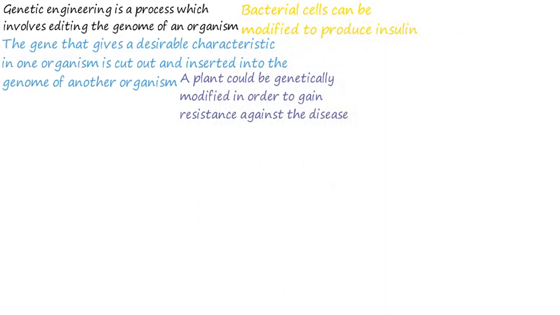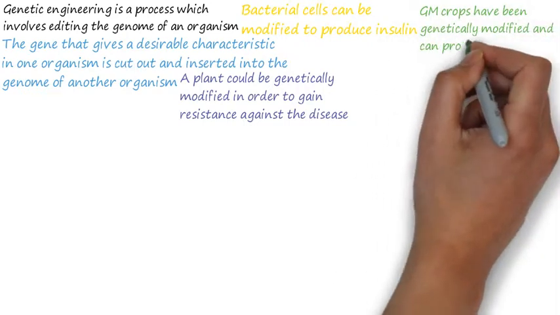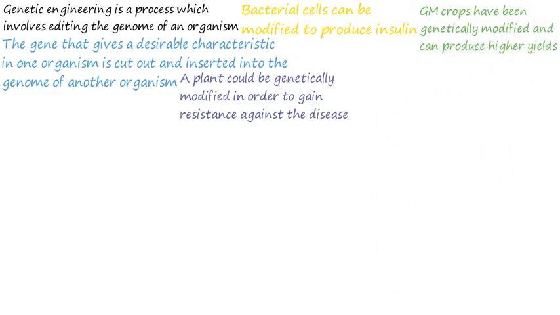Bacterial cells can be genetically modified in order to produce useful substances. For instance, they can be modified to produce insulin. Animals can also be modified in certain ways. However, it is in plants that scientists have seen the most progress.